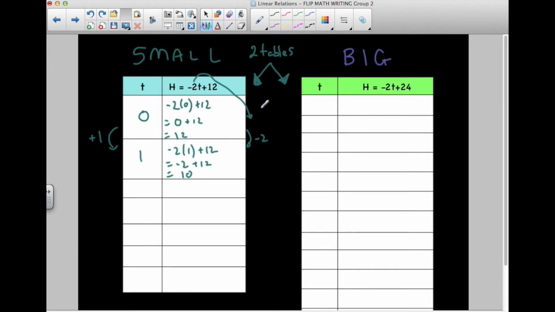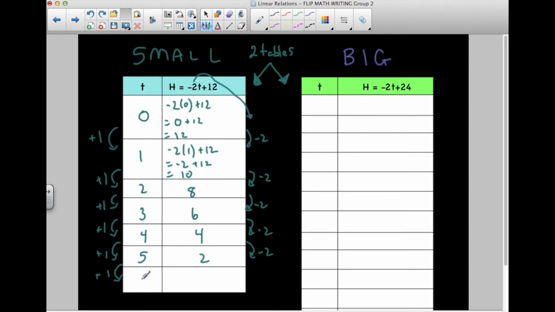But when we're dealing with linear equations, we can use that rate of change to quickly come up with the numbers in our table. As I increase the number of hours by 1, I can decrease the height by its rate of change, which is negative 2. 10 minus 2 is 8. Increase the number of hours by 1: 2 plus 1 is 3. 8 minus 2 is 6. Add 1, minus 2. 6 minus 2 is 4. Add 1: 4 plus 1 is 5. 4 minus 2 is 2. Add 1: 5 plus 1 is 6. And 2 minus 2 is 0.